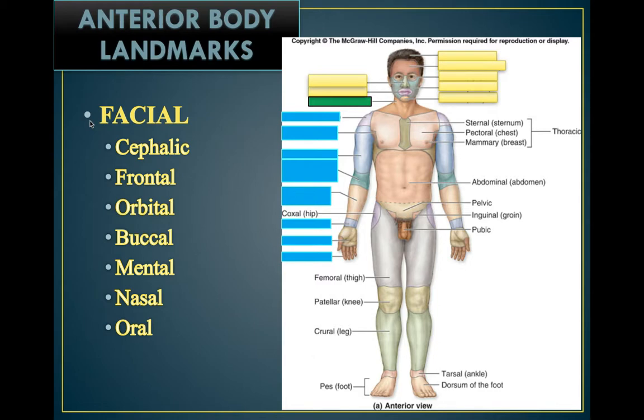And the diagram, I'm sure, looks very strange, but you'll notice that all the facial words are in yellow, and then there are some yellow boxes near this person's facial region. And so as we talk about each one, the box will sort of disappear and you will know what to label. So take a second and scan the words: cephalic, frontal, orbital, buccal, mental, nasal, and oral.